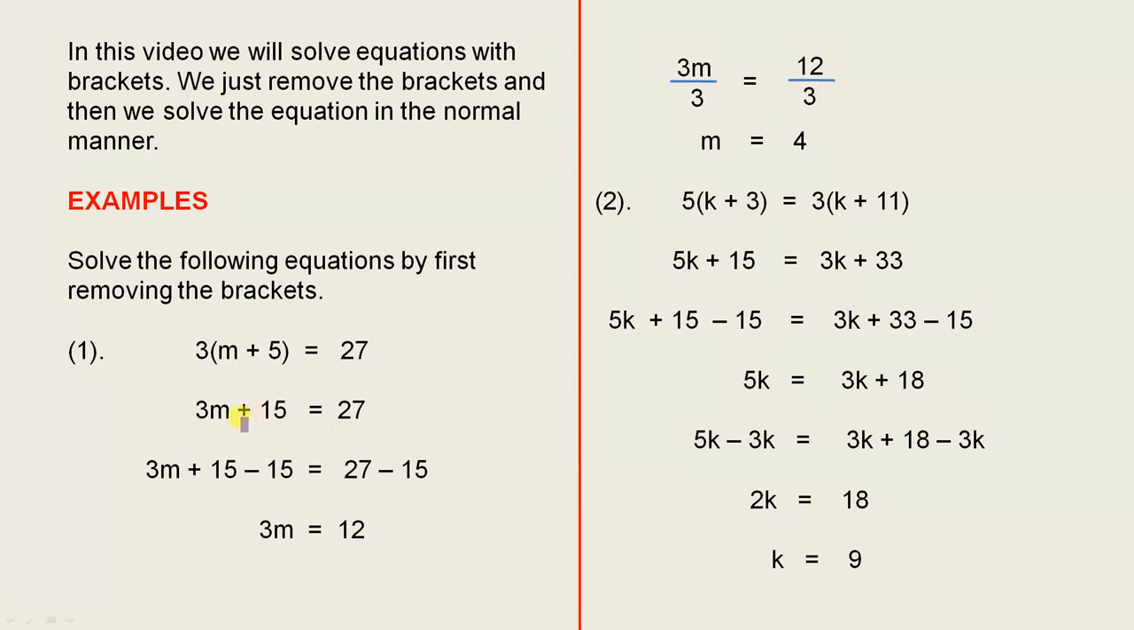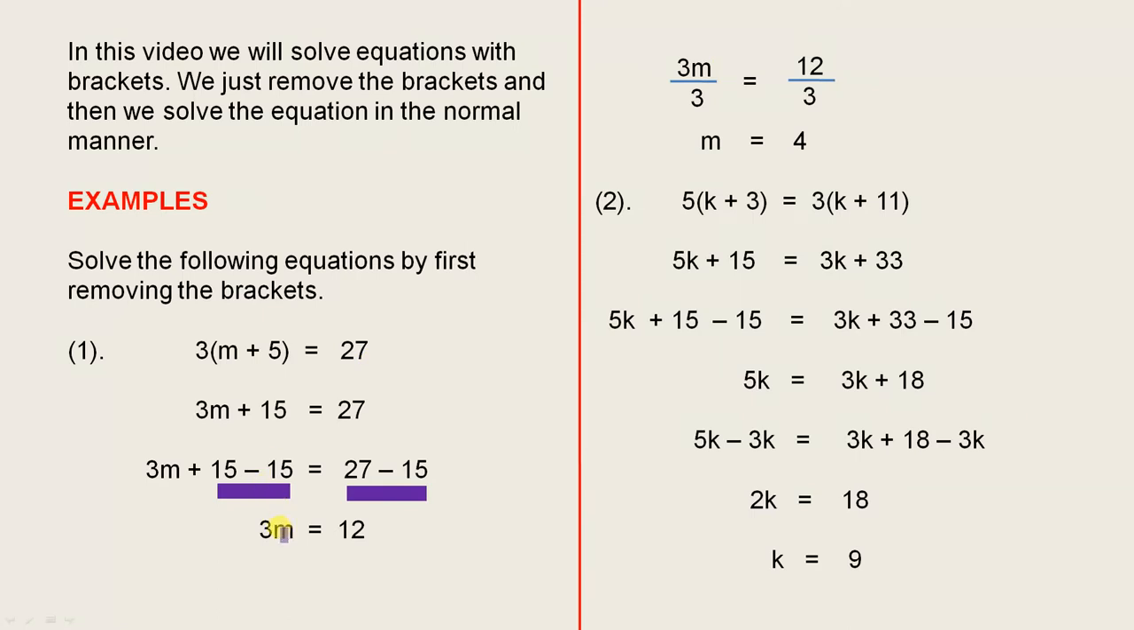Now, if we remember, we have a plus sign here, so we subtract 15 from both sides. Remember, you have to do that for each side to keep the equation balanced. So that brings us to this line here, where we have subtracted 15 from both sides. That leaves us with 3m equals 12, after we do that simplification and that simplification there.